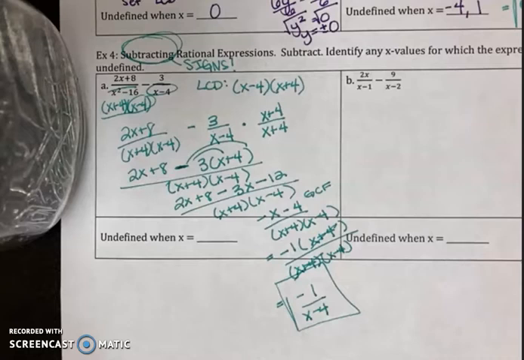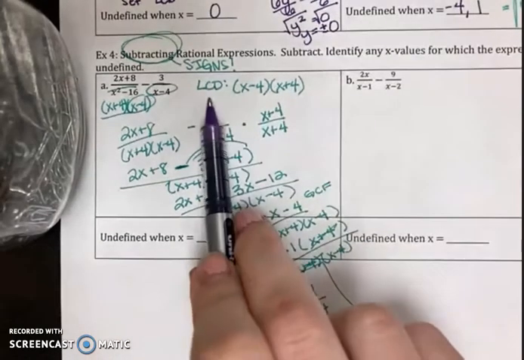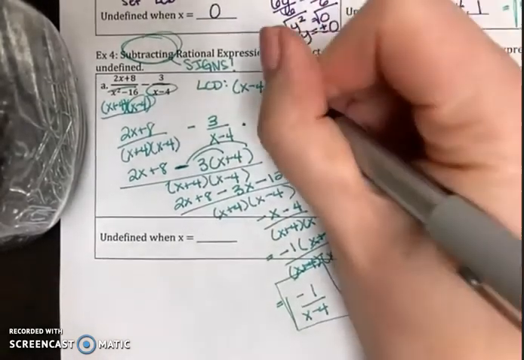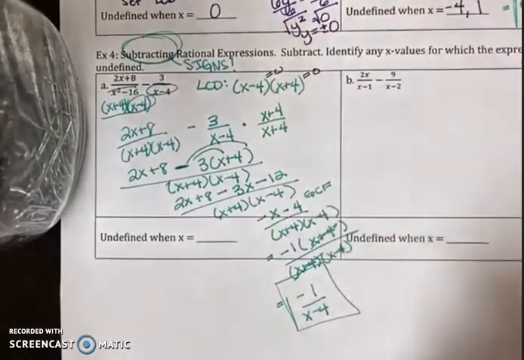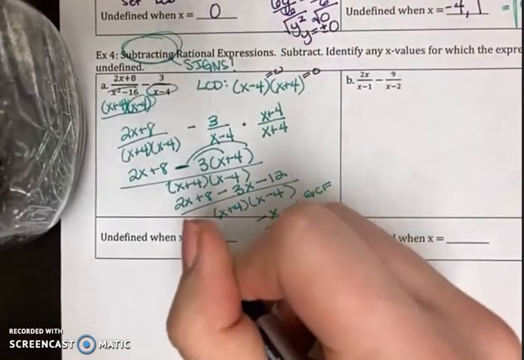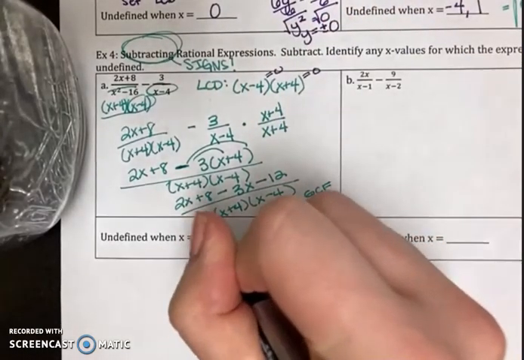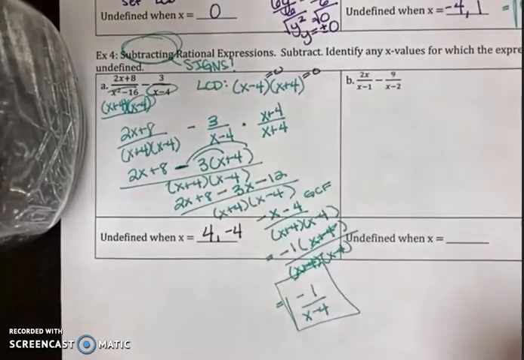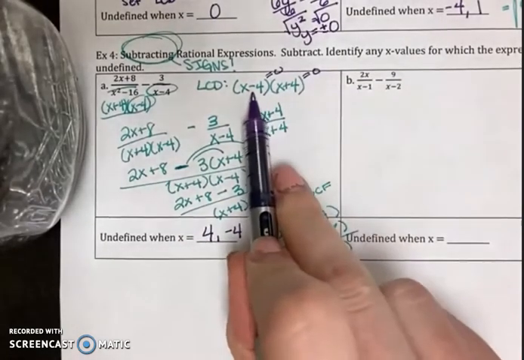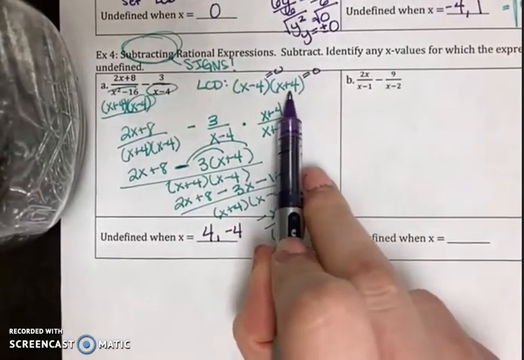Now we need to identify when is it undefined, just like when we were doing it before on the tasks from this past week in 5.2. We don't look at our simplified answer, we look back. And in this case, we look back at the least common denominator. So we're going to set each of these equal to 0. So x being a positive 4 and a negative 4 would make the function undefined. Positive 4 I got from this, negative 4 I got from this.